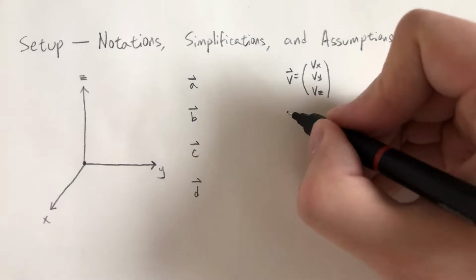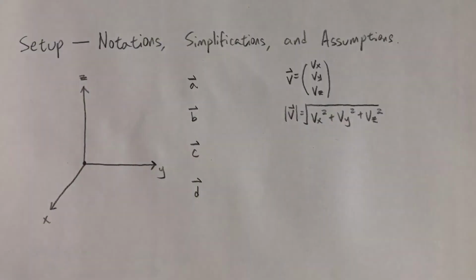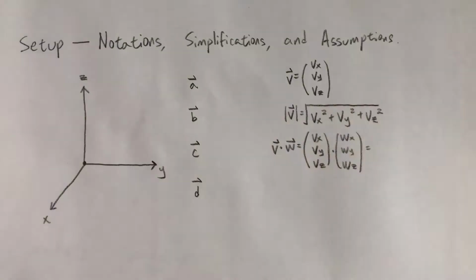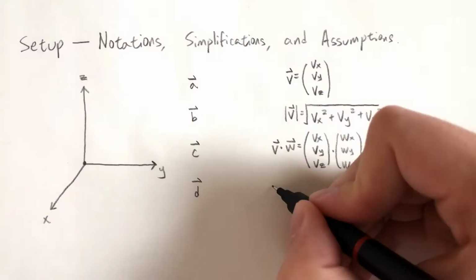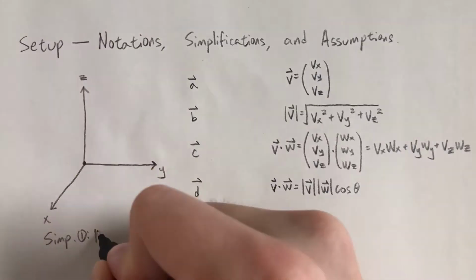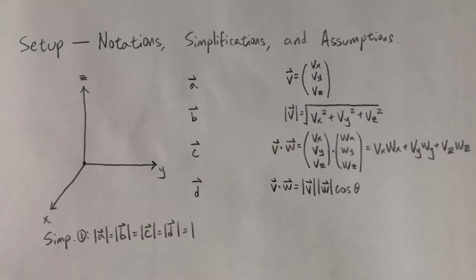We also define the equation for the magnitude, or length, of a vector, the equation for the dot product of 2 vectors, and the equation that relates 2 vectors with angle theta between the 2 vectors. To simplify the math, the length of all bonds will be the same. In other words, the magnitude of all vectors will be 1.